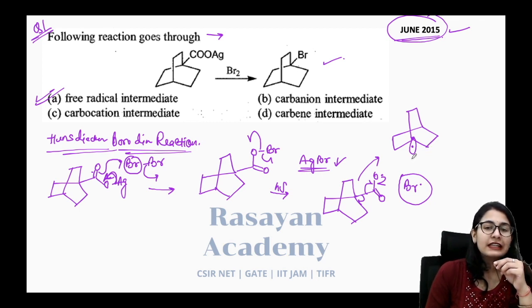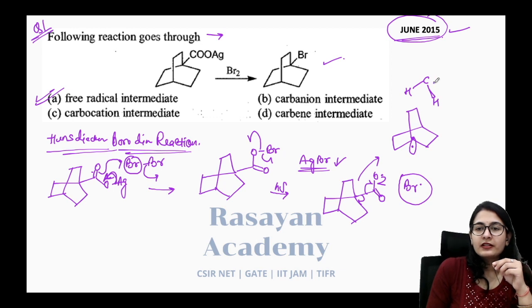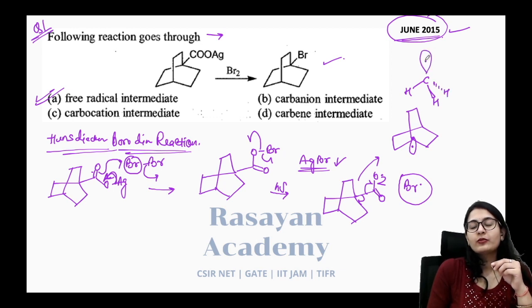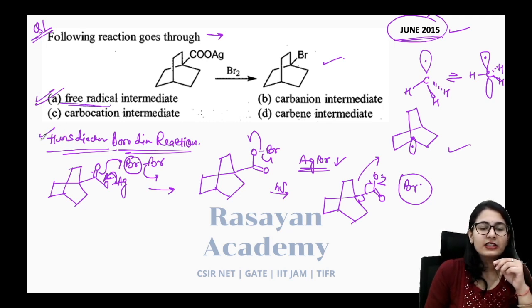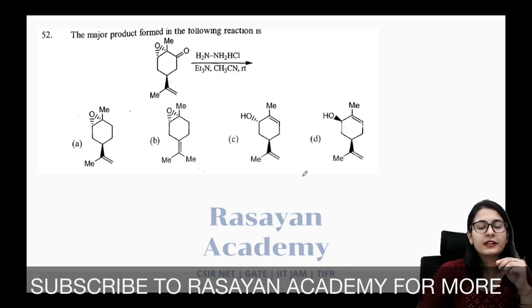Why? Because this need not be planar. It's not necessary that a radical should be planar. A radical could still be pyramidal, just like ammonia, and it is still stable. Okay, so radicals flip in between these two structures. Radicals are sometimes planar when they want to do resonance, and sometimes they are pyramidal. So it is okay like that. It's not like a carbocation that it cannot be planar. So a free radical intermediate is involved, Hunsdiecker-Borodin reaction, and this is your answer to the first question of June 2015.